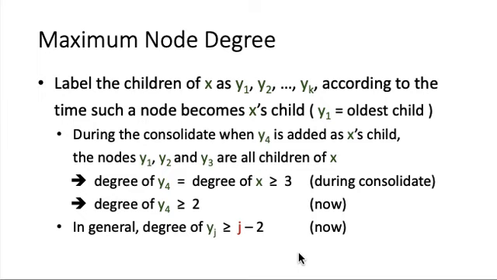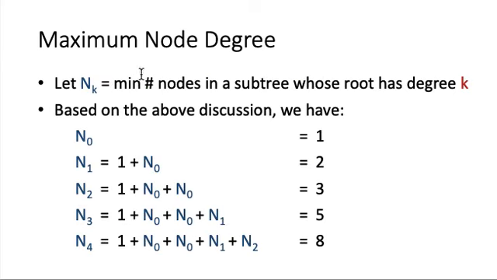Okay, so we have actually analyzed what is the current degree of each node. And now let us say nk. We use this nk to be the minimum number of nodes in a subtree whose root has degree k. Based on the discussion above, first of all, n0 is equal to 1. n0 is the minimum number of nodes in a subtree whose root has degree 0. So in that case, we can have a single node. n0 is equal to 1.